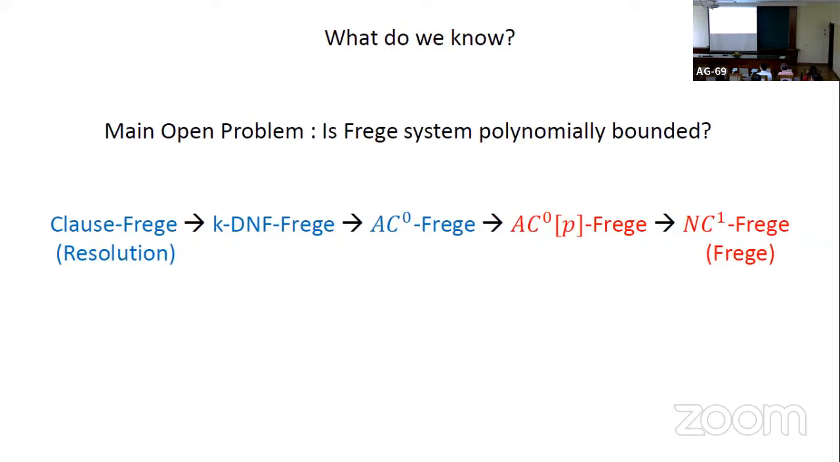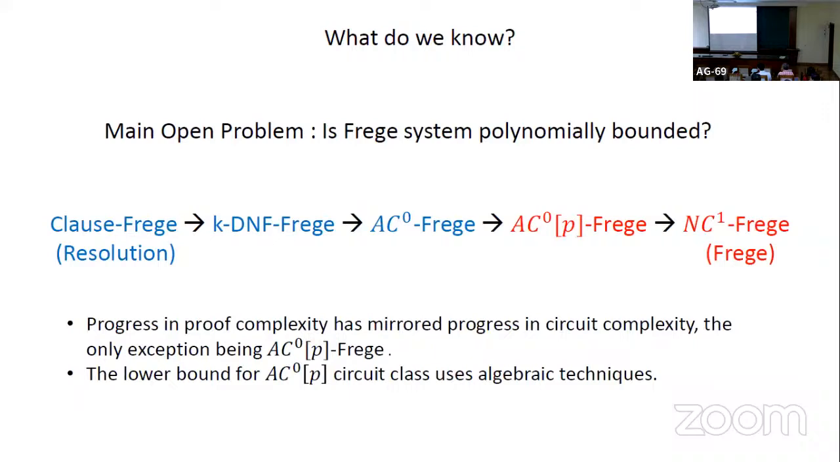So we are stuck at this AC0[p] Frege restriction, and it's a major open problem to prove AC0[p] Frege lower bounds. What is this? AC0[p] is bounded depth with unbounded fan-in. These are circuits with OR, AND, NOT, and mod p components.